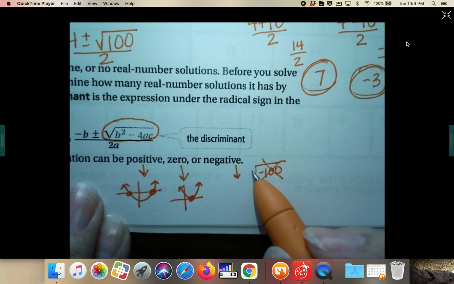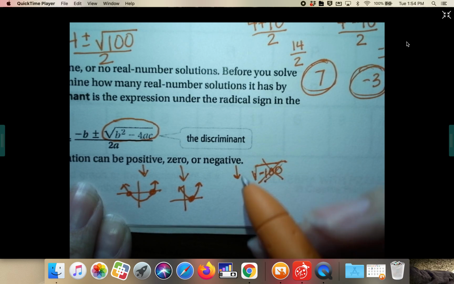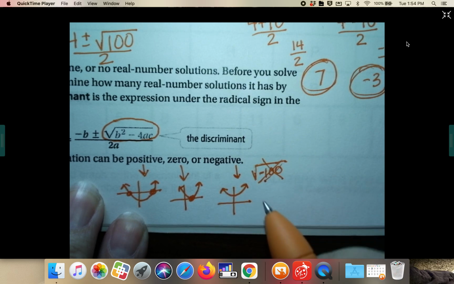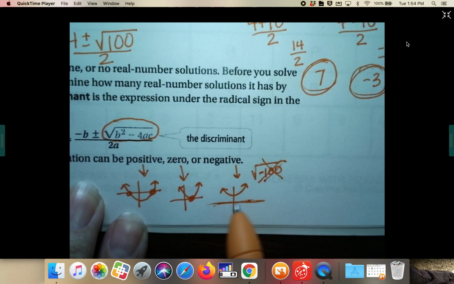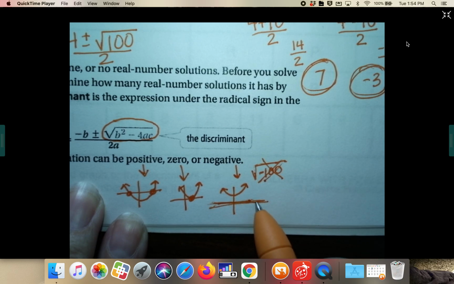So when you get it down to where there's a square root of a negative, that's an imaginary number. It's not possible. So what that means on a parabola is that it will never hit the x-axis. There are no solutions here. See how it never hits? There's still a parabola. It just does not hit any x-axis.